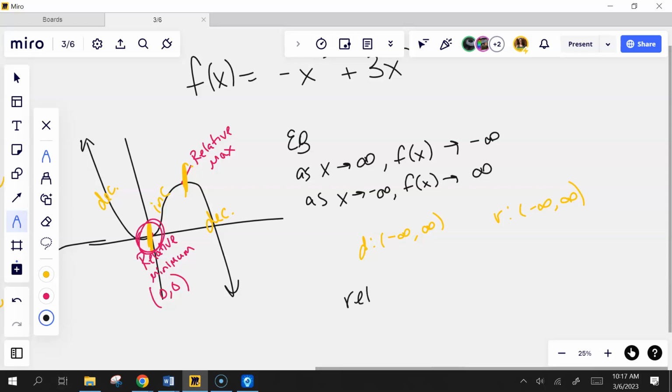We have a relative minimum at 0, 0. Everybody okay? All right. Calculate the maximum, see what you get.